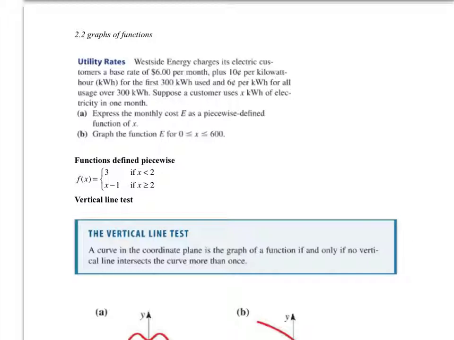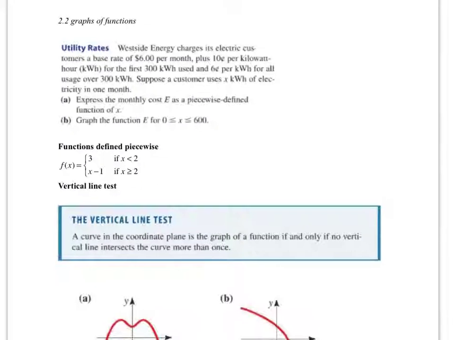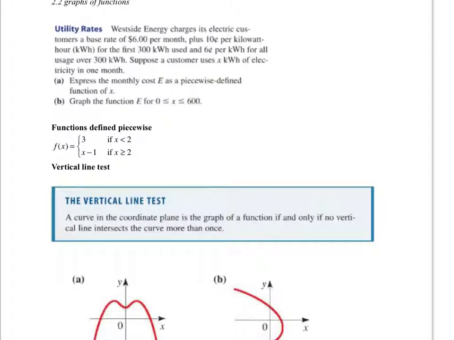So here's our first problem. It has to do with the utility rates of Westside Energy, what it charges its customers. A base rate of $6 a month, and then 10 cents per kilowatt hour for the first 300 kilowatt hours used, and then 6 cents per kilowatt hour for all the usage over 300.